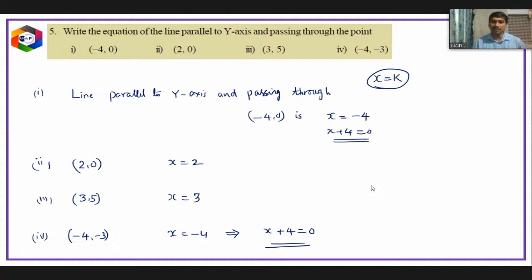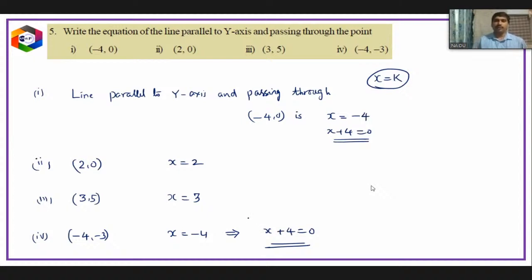కాబట్టి ప్రతి బిందువుకి x దిశలో ఉండే దూరం స్థిరంగా ఉంటుంది. కాబట్టి ఈ బిందువు గుండా పోతున్నారు. ఈ బిందువు మీద x దిశలో దూరం మనకు తెలిసింది కాబట్టి ఆ ఈక్వేషన్ ఏమవుతుందంటే x ఈక్వల్స్ టు -4 ఆర్ x ప్లస్ 4 ఈక్వల్స్ టు 0. ఇది 2, 0 గుండా పాస్ అవుతుంది, అంటే పోతుంది. కాబట్టి x ఈక్వల్ టు 2 ఇస్ ద ఈక్వేషన్, and it is passing through 3, 5. x equal to 3 is the equation, and finally it is passing through -4, -3. So x equal to -4 అనేది our x సమీకరణం అవుతుంది. Therefore finally x plus 4 will be equal to 0.